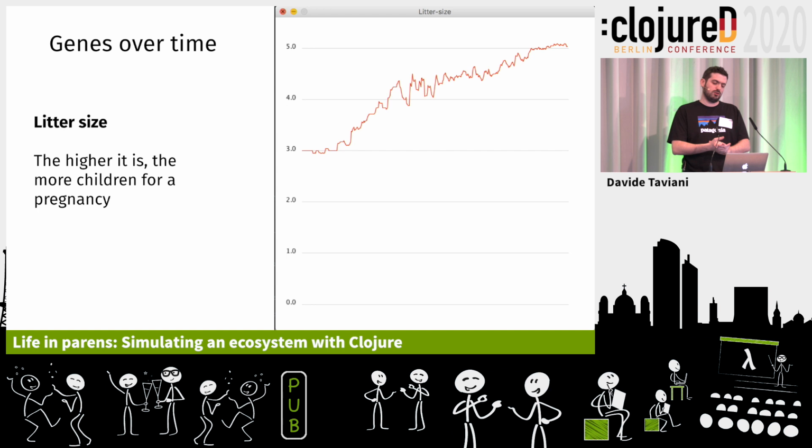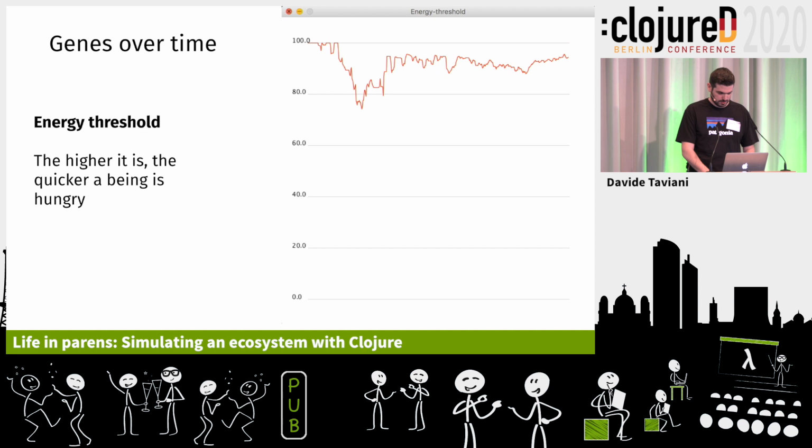And again, this is the litter size. We could imagine this going up because the more children they have, the more likely their DNA is to survive and to propagate. So these genes are more likely to be selected as we go along in the simulation. And once again, this is not super clear behavior, but this is the energy threshold gene.